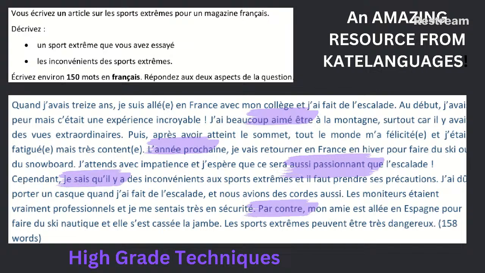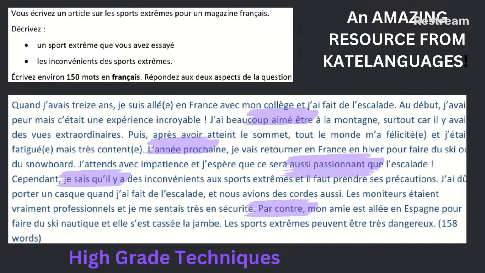Aussi passionnant que, so that's an example of a comparative. So instead of saying, oh, you are more hungry than, or you are less hungry than, for example, it's saying you are as hungry as, or you are as exciting as.